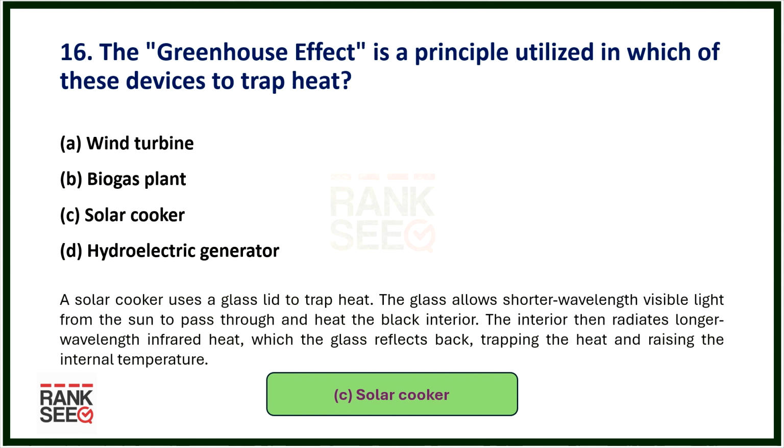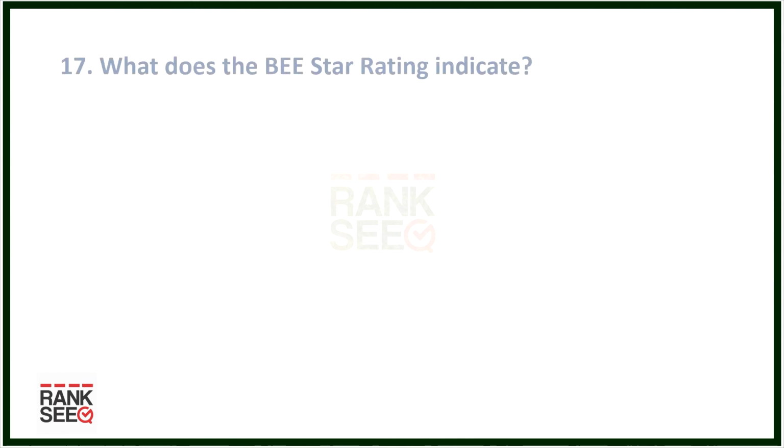Explanation. A solar cooker uses a glass lid to trap heat. The glass allows shorter wavelength visible light from the sun to pass through and heat the black interior. The interior then radiates longer wavelength infrared heat, which the glass reflects back, trapping the heat and raising the internal temperature. 17. What does the BEE star rating indicate?